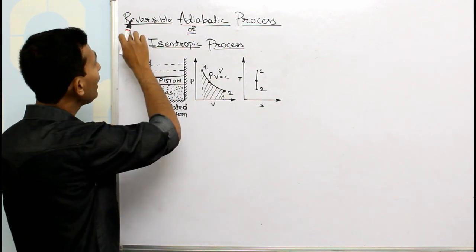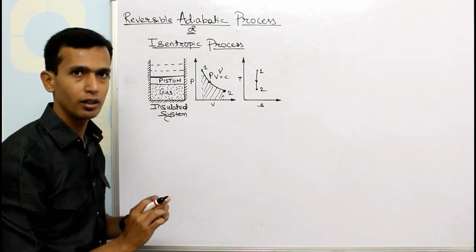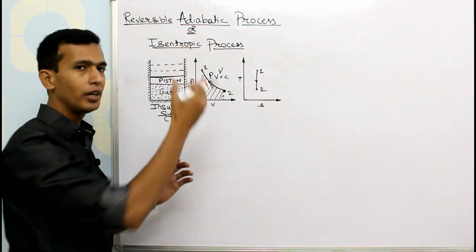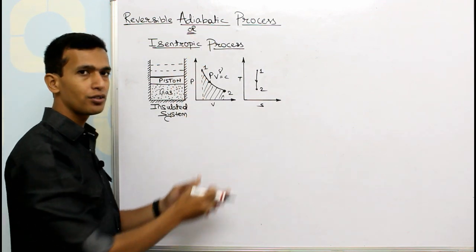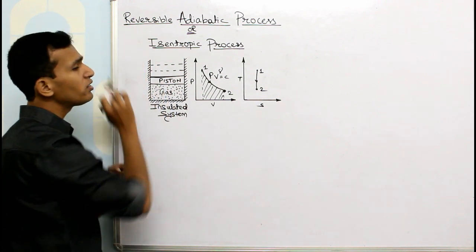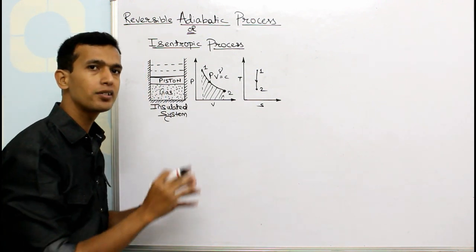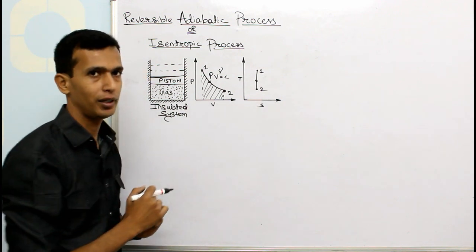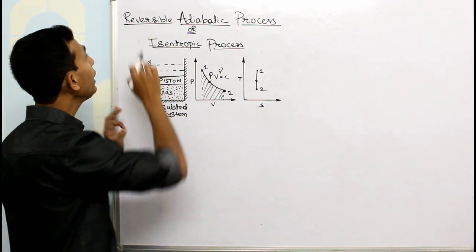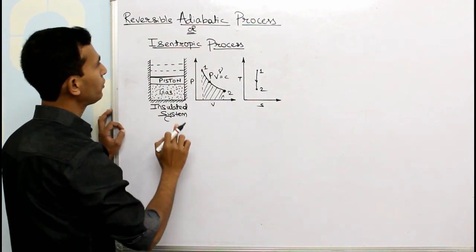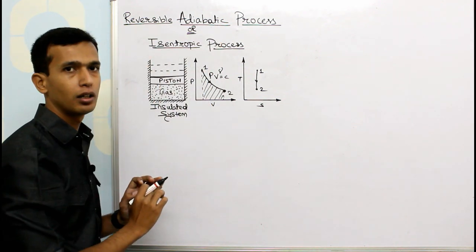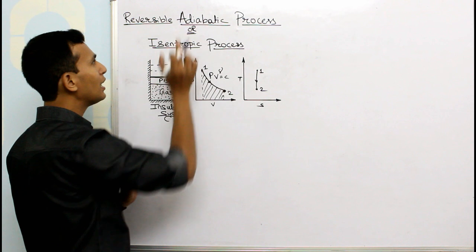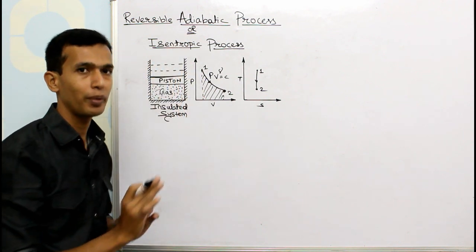Whereas, if we have an irreversible adiabatic process, adiabatic means no heat interaction, so heat interaction is 0, but an irreversible process will generate a certain amount of entropy, meaning there will be a change in entropy. So, only and only a reversible adiabatic process can be called isentropic, but not every adiabatic process is isentropic.